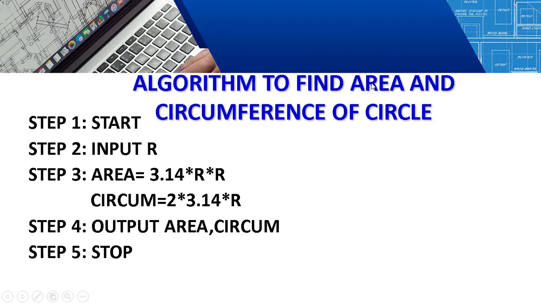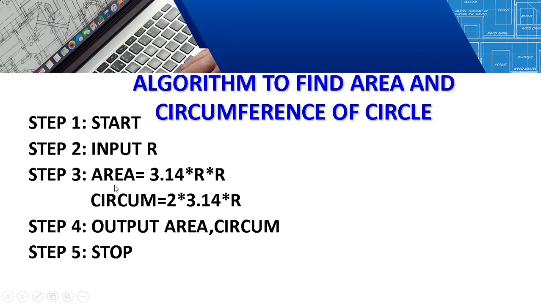So this is the formula in order to find the area and circumference. First you should know the formula, and then you should start writing the algorithm. Now step 1 is start. In almost all algorithms we have to begin with start. Then the second step is input r. r is the radius. So in a circle you have the radius, and you have to input that radius in order to find the area.